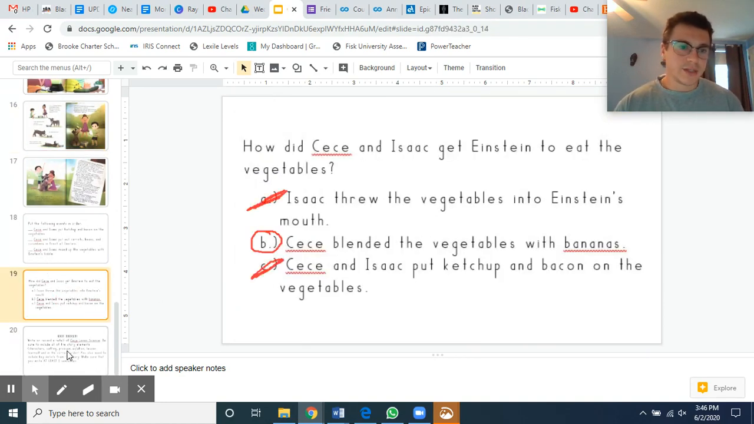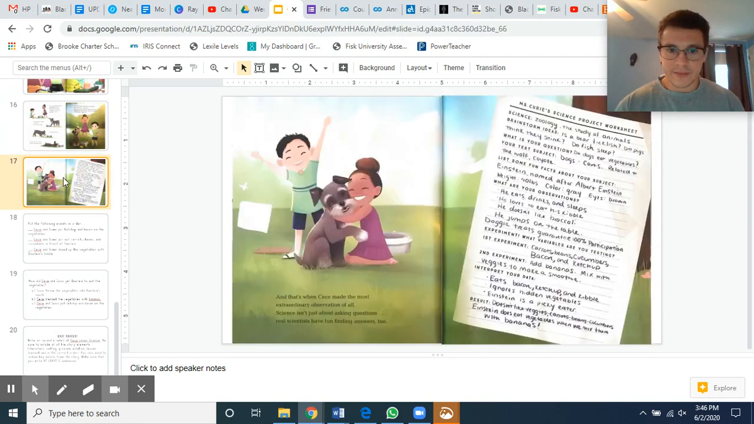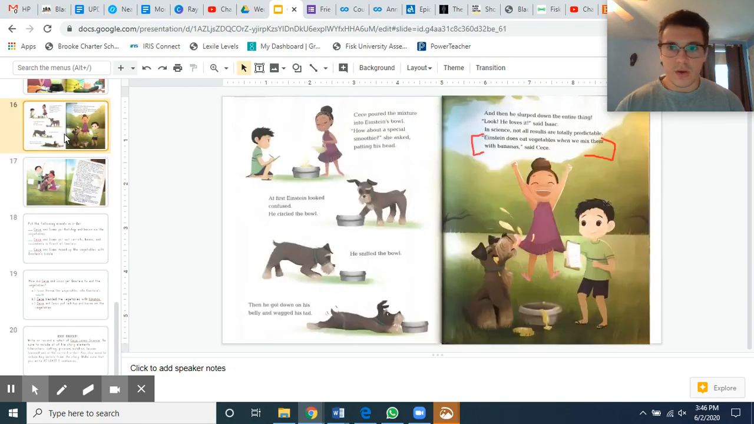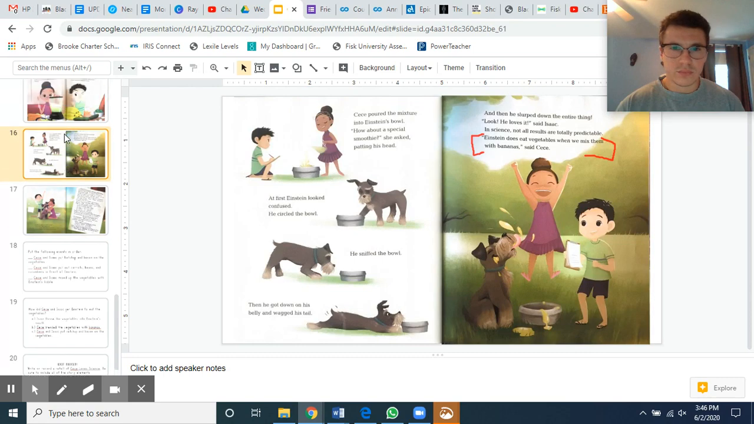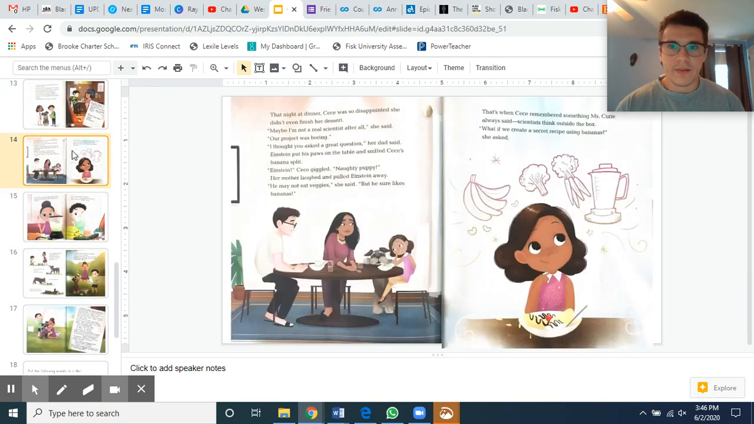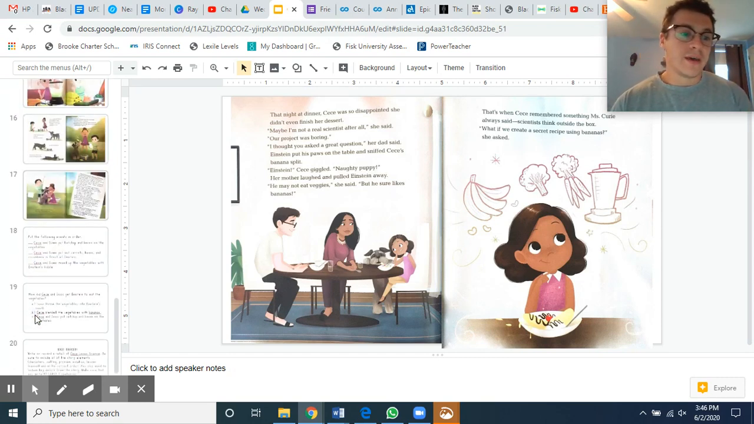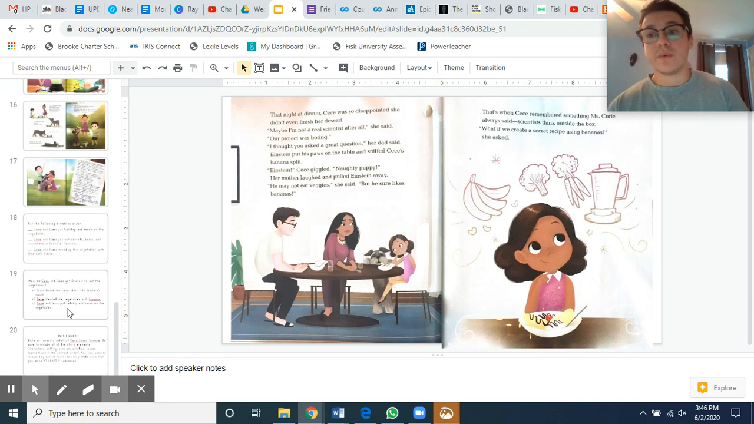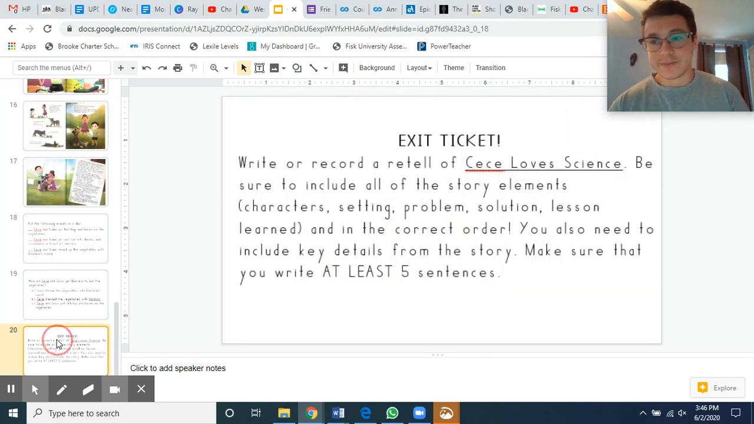And then the lesson learned is, let me see. Here we go. This is the lesson learned. It's on this page right here. That's when Cece remembered something Miss Curie always said: scientists think outside the box. So the lesson learned is to always think outside the box.